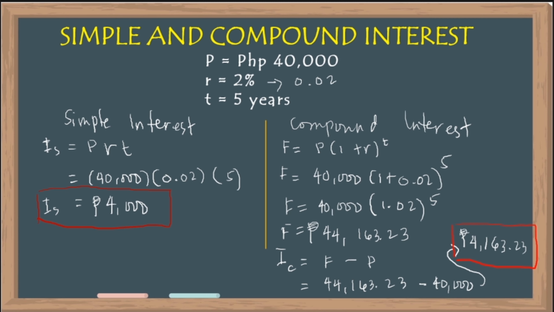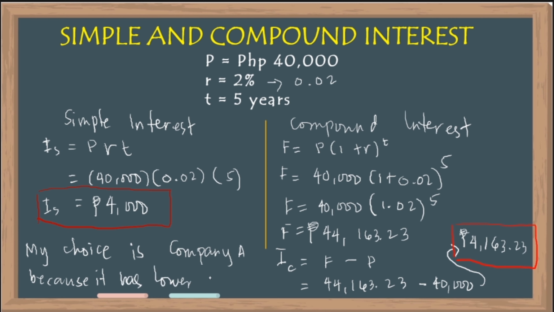So, ano ang pipiliin mo? Company A na may interest na 4,000 or yung company B na may interest na 4,163.23? So, of course, gusto mo yung tubo na maliit. So, my choice is company A because it has lower interest.